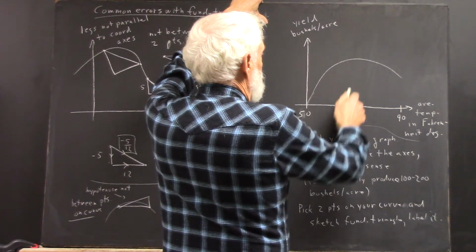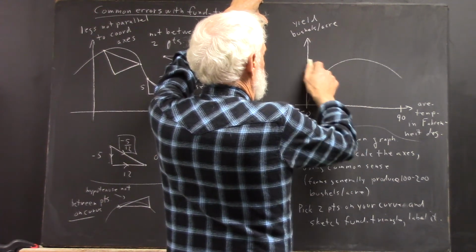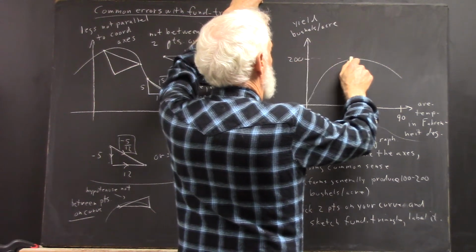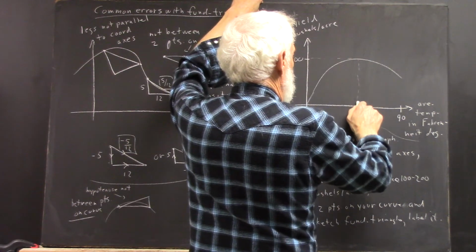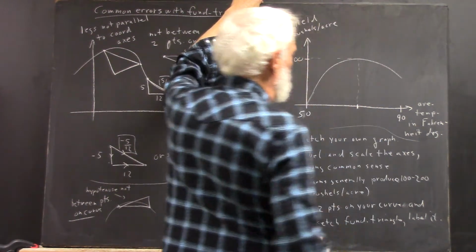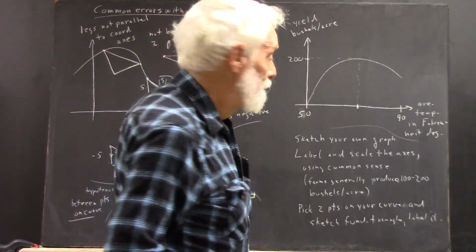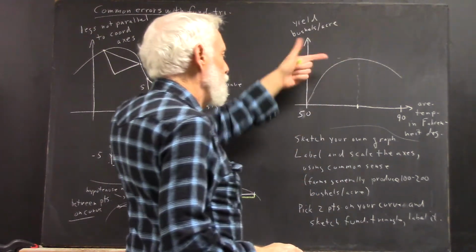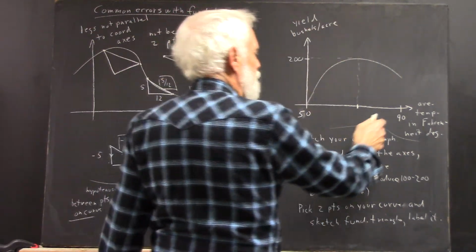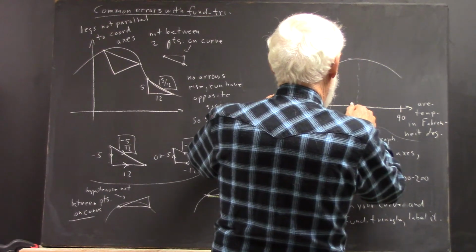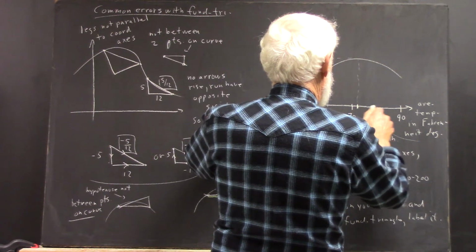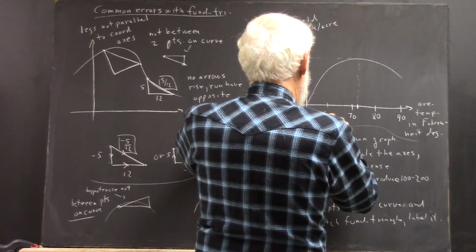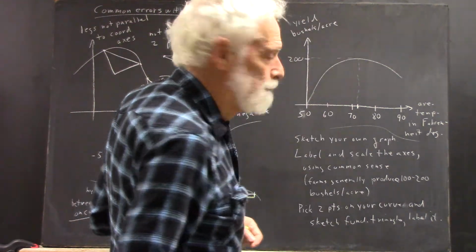Okay, and then at peak, let's just say you get 200 bushels at the peak. And at what temperature does that occur? Well, between 50 and 90, really before I do that, I should scale the axis. Halfway between 50 and 90 is about here. That's going to be at 70. Here's 80. And here's 60.